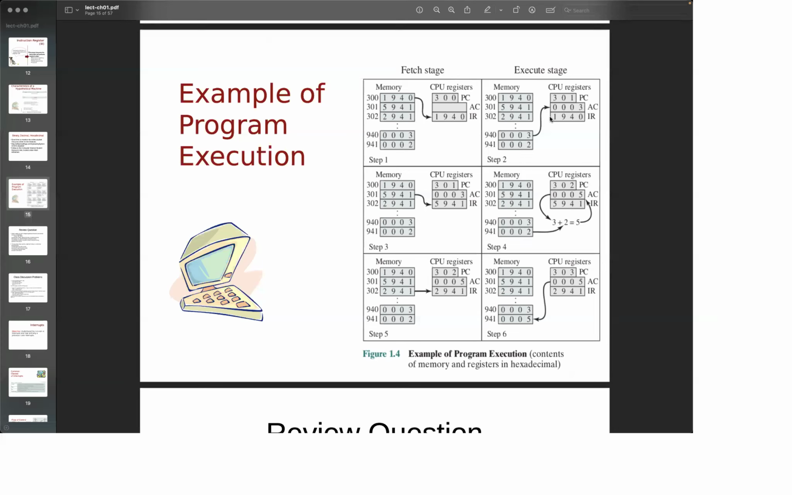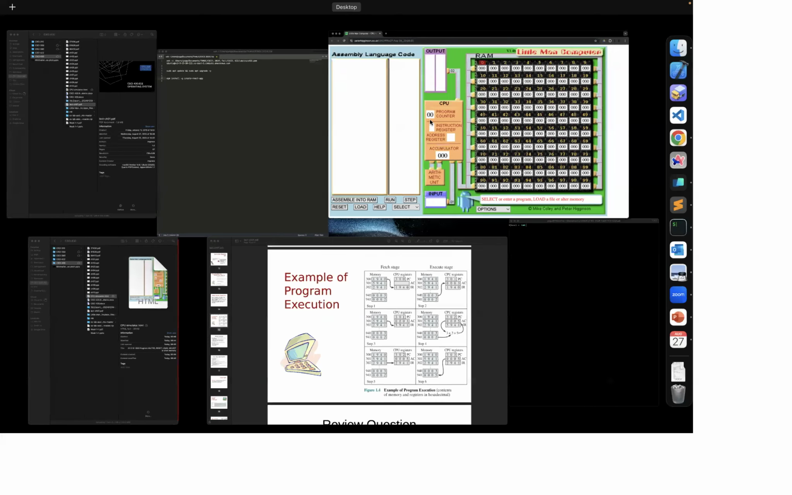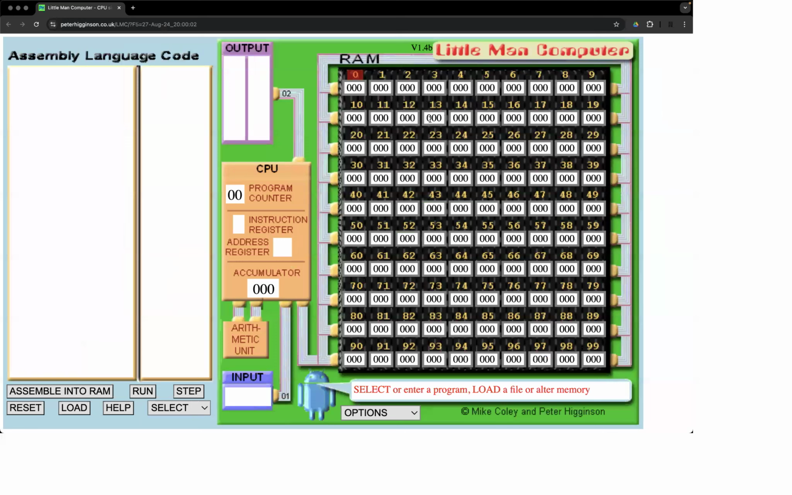Okay, so it comes out. So we stopped right here at the fetch and execute stage. Remember we have the PC, program counter, AC, and then the IR. And what I found is something to demonstrate it. If you look at the screen right here, it can maybe help you have a better picture.